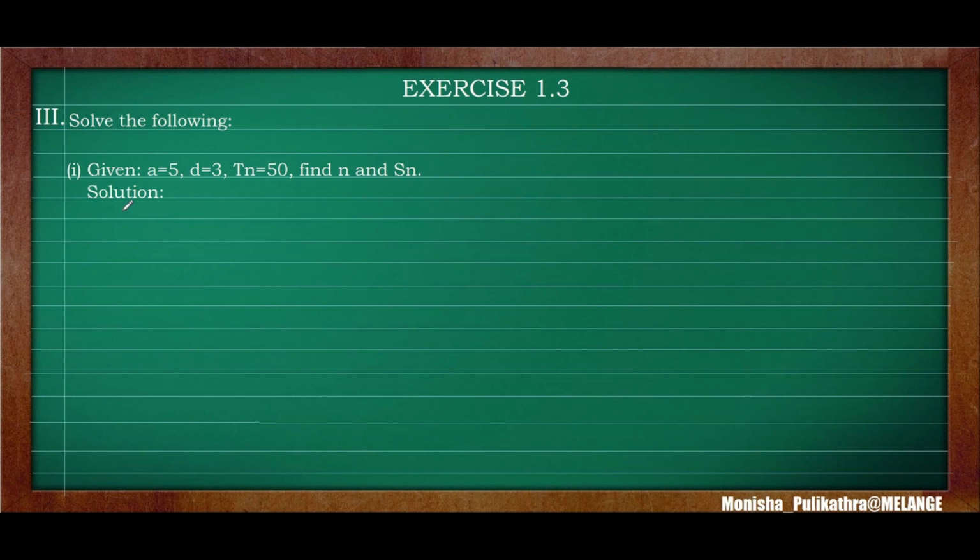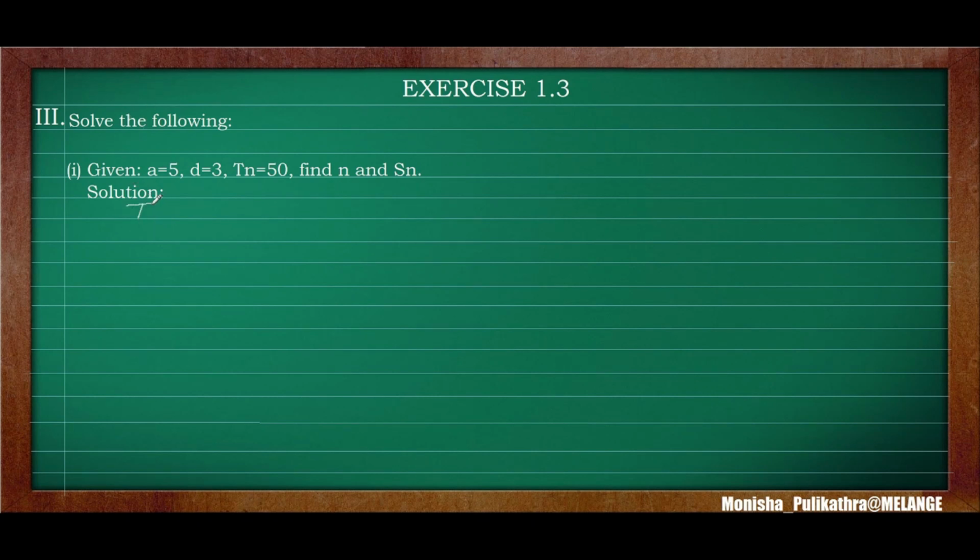This is the first question of exercise 1.3. Here, the first term A is given. A is equal to 5, common difference D is equal to 3, Tn is equal to 50. We need to find n, that is the number of terms, and the sum of the n terms. Okay, so moving on to the solution part.